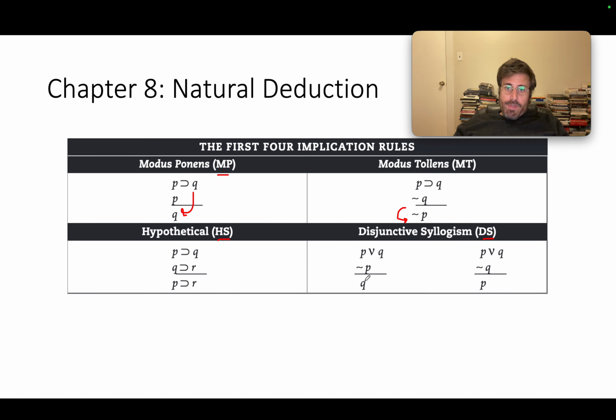So in the second premise, we see that one of the disjuncts is denied, not P. So we can infer logically that Q must be the disjunct that is true, because otherwise either P or Q wouldn't be true at all. We would have two false disjuncts, and therefore the disjunction as a whole would be false.